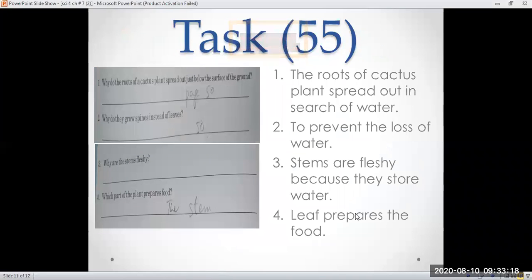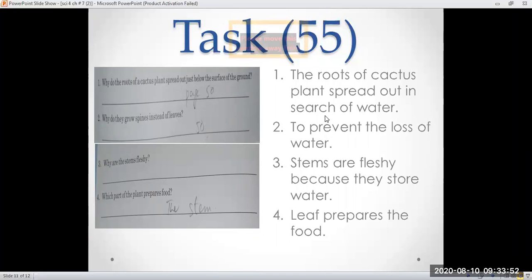So that is the task. Open your books, page number 55. Here is a task that you are going to draw a cactus. That is your homework. You are going to draw it in your homes as your homework. So draw a cactus plant and answer the following question. So here is the first one. Why do the roots of a cactus plant spread out just below the surface of the ground? Here is the answer. The roots of cactus plants spread out in search of water.